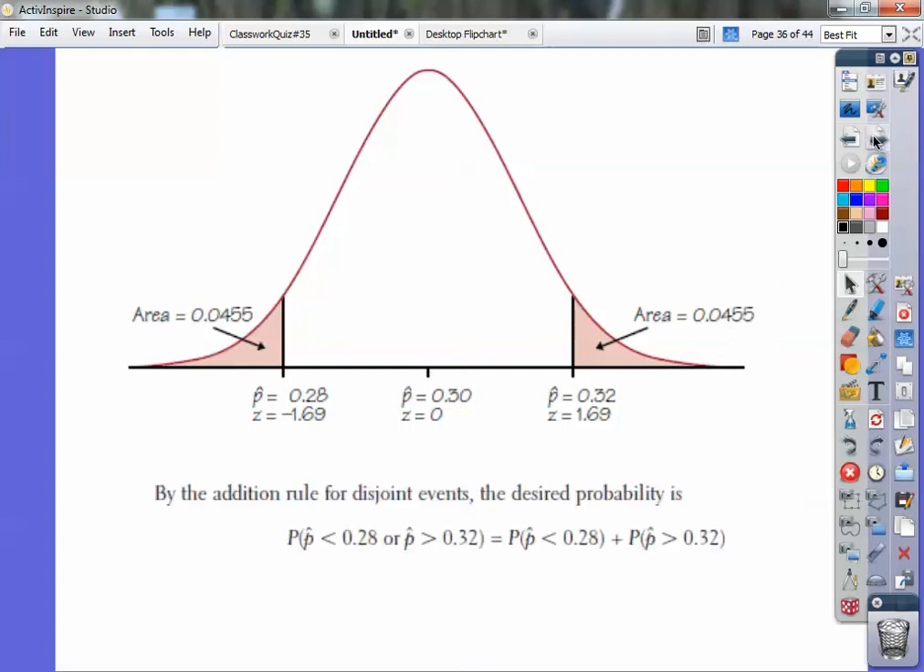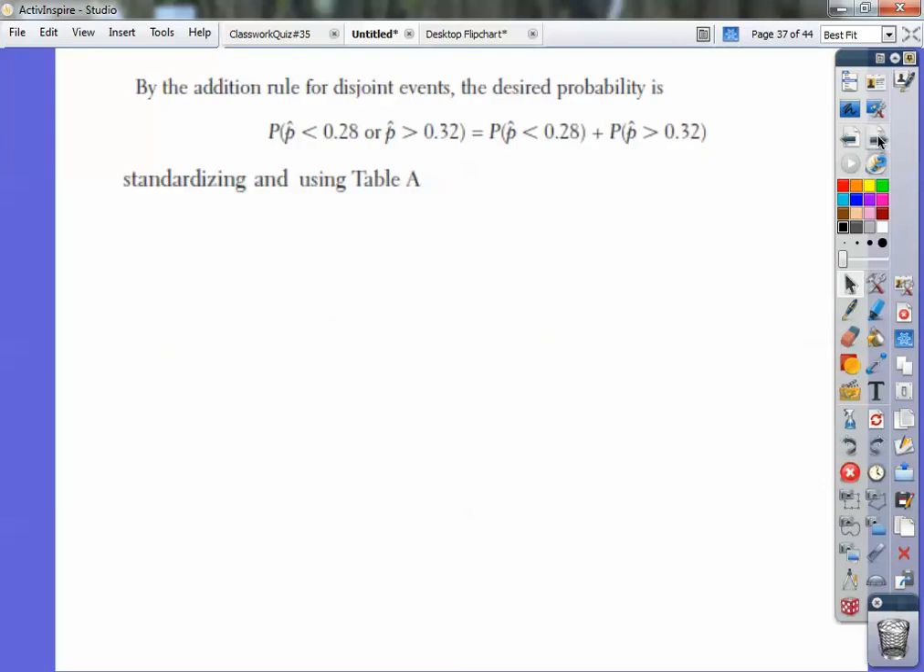All right, so by the addition rule, for these are disjoint events because they're not overlapping each other, we can say the probability that our sample proportion is less than 0.28 or greater than 0.32 is, by the addition rule, we can just separate them and add them together because they're disjoint events. Okay, they're mutually exclusive. So what we're going to do is standardize all this stuff and use Table A. So it's all stuff we've done before. Remember this stuff, you guys? This is the number that we're going to focus on right here. This is my x number right here. So it goes x minus mu divided by the standard deviation.